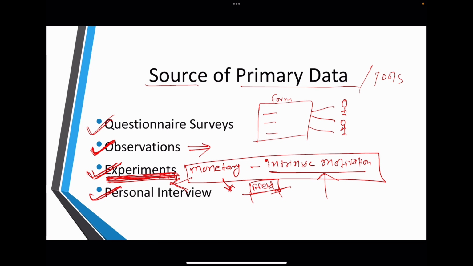Personal interviews. Most often in qualitative methods we use personal interviews to get in-depth knowledge or in-depth information from the target group. These are the sources of primary data collection.